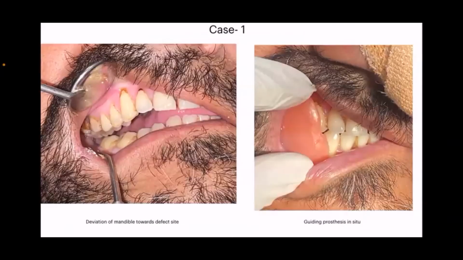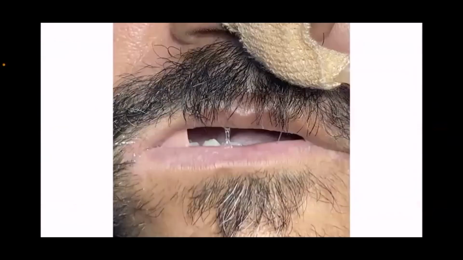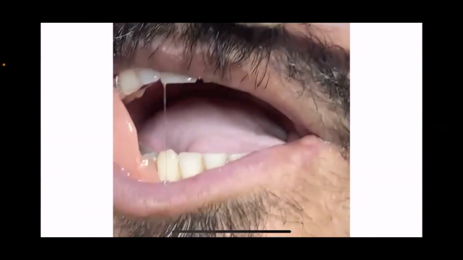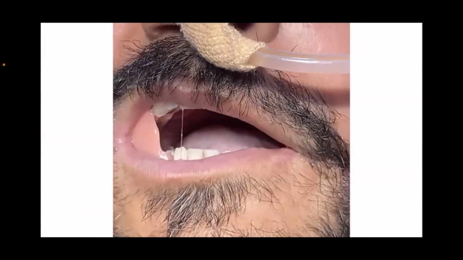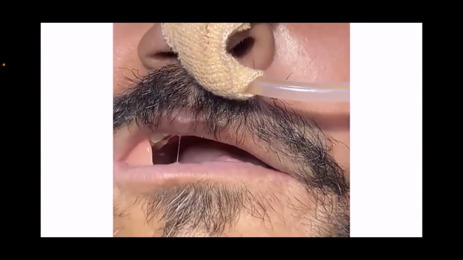So this is one of the cases in which a segmental mandibulectomy was performed, with deviation of the mandible towards the defective side. A guiding flange prosthesis is placed, and you can see how beautifully the upper and lower teeth have come into occlusion. You can see, while closing, how this guiding flange pulls the mandible towards the non-defect side.